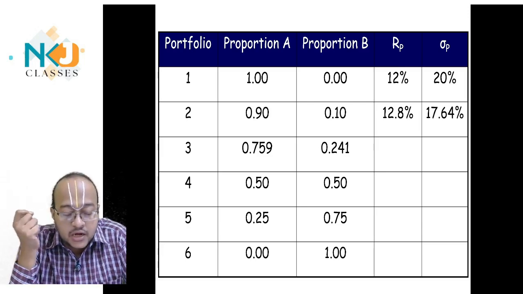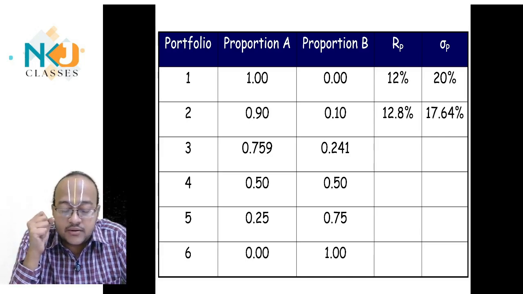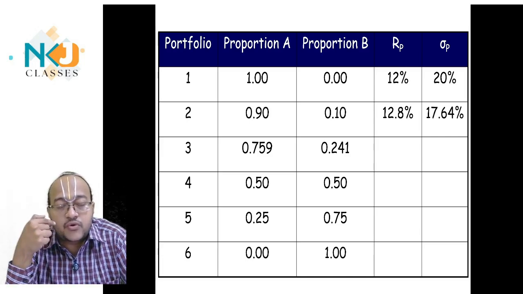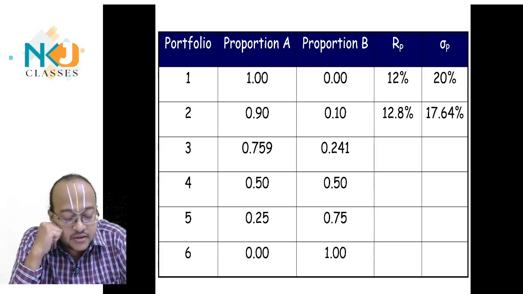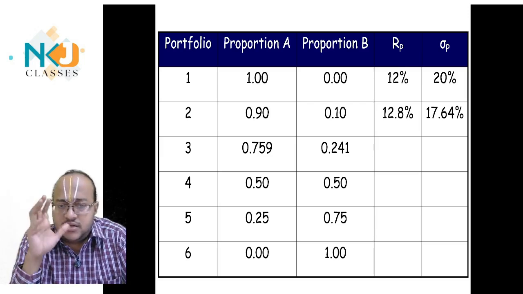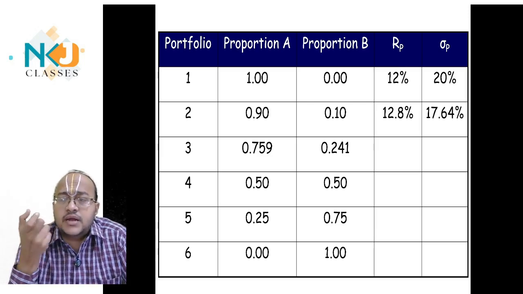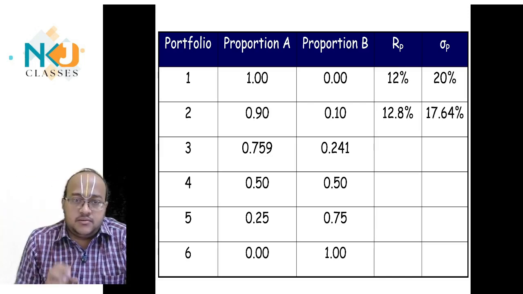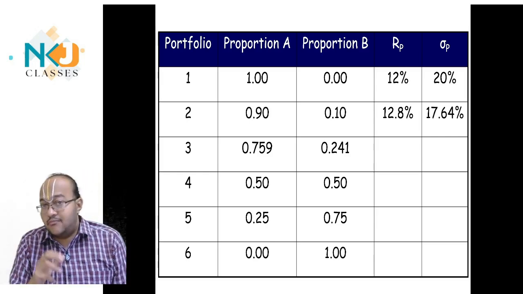See here, 12% was there in portfolio 1. Correct? The return of the portfolio increased to 12.8%. Correct? Yes, sir, 0.8 increase. That increased, that is the main thing, because you are injecting a high return security into it.